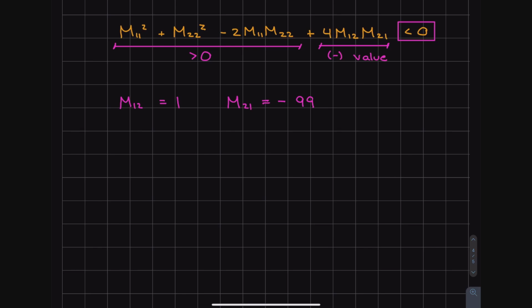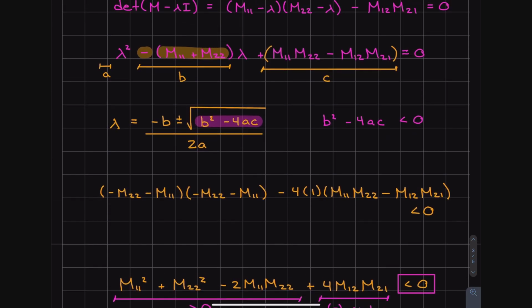Can we have negative eigenvalues? Well, of course we can. How do we do that? Well, we make sure that m12 and m21 combine together to create a really large negative number. Because once they create a large negative number, then this highlighted portion inside the square root becomes negative, and the square root of a negative number is imaginary. So that's part 1.